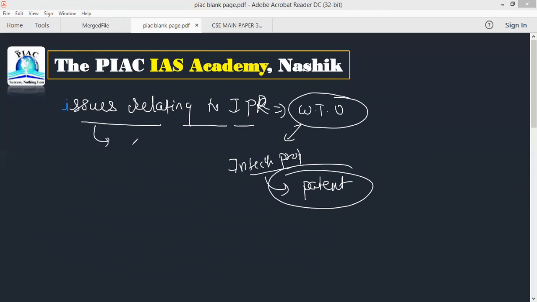What is intellectual property? What are the agreements that have been formed with the WTO? How has intellectual property right been helpful to India, or what are the challenges that have been faced under the IPR for India? That we will deal with in these topics. Now come to the next topic.